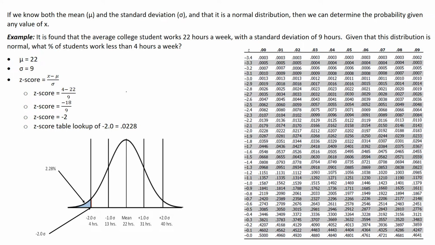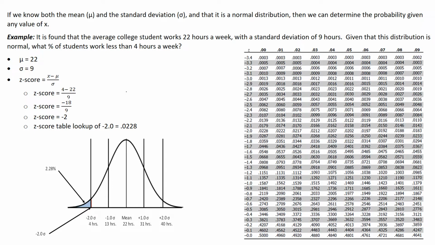So plus 1 deviation is 22 plus 9, 31 hours, plus 2 deviations would be 22 plus 18, which is 40 hours. Same thing in the negative direction. Minus 1 deviation is 22 minus 9, which is 13 hours. And then minus 2 deviations is 22 minus 18, which is 4 hours.